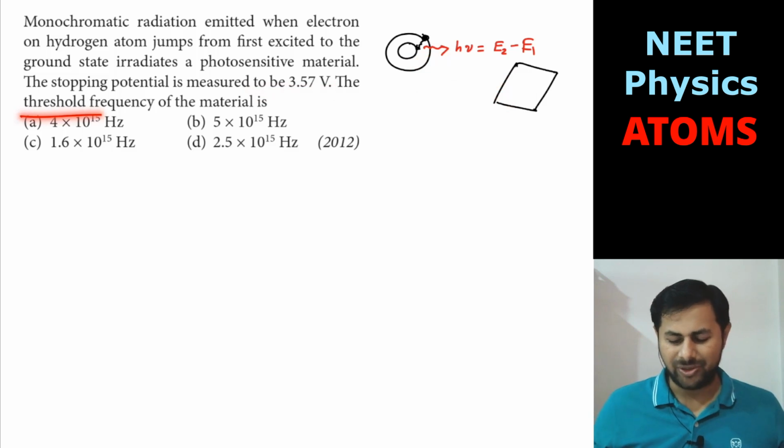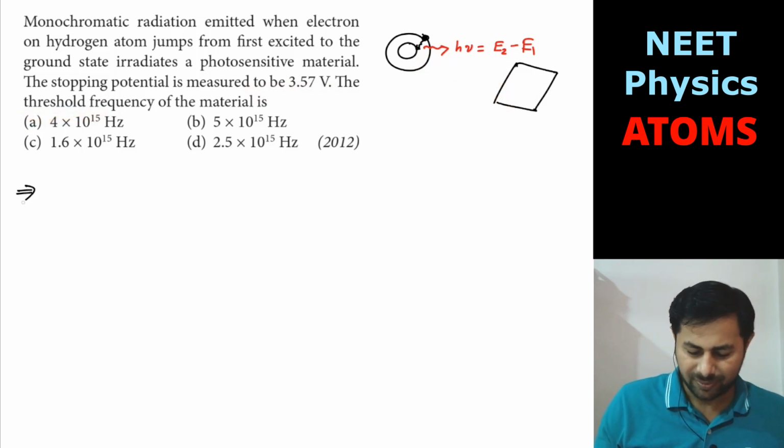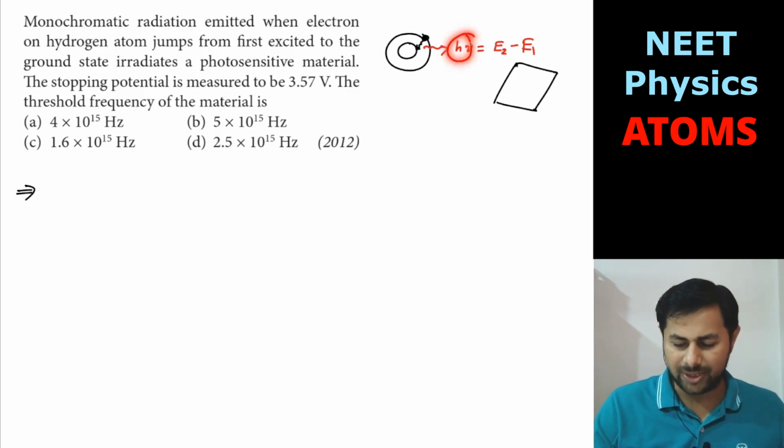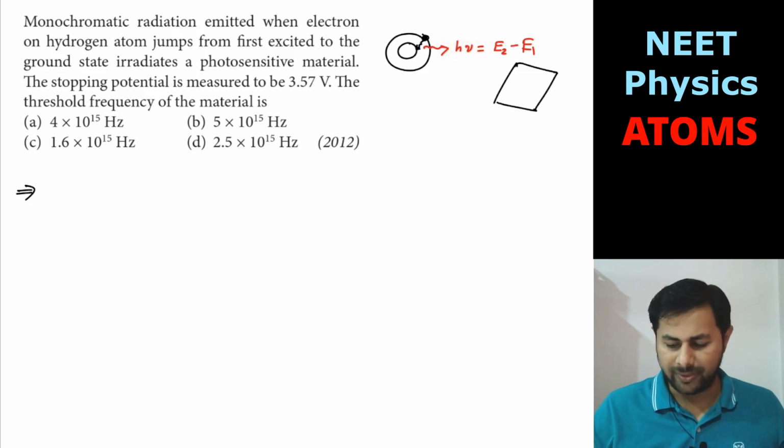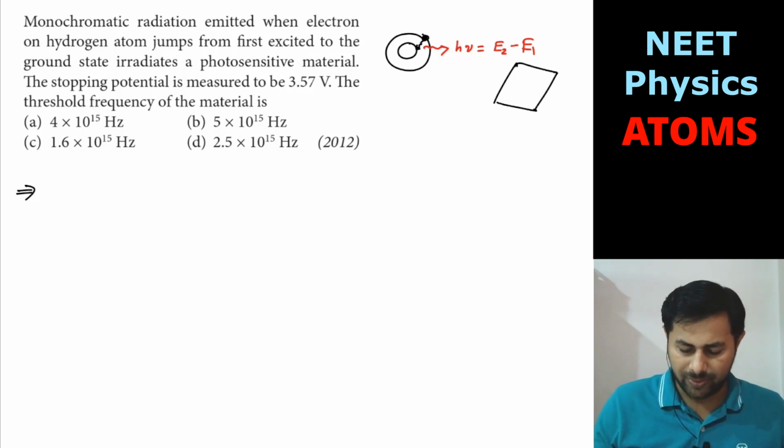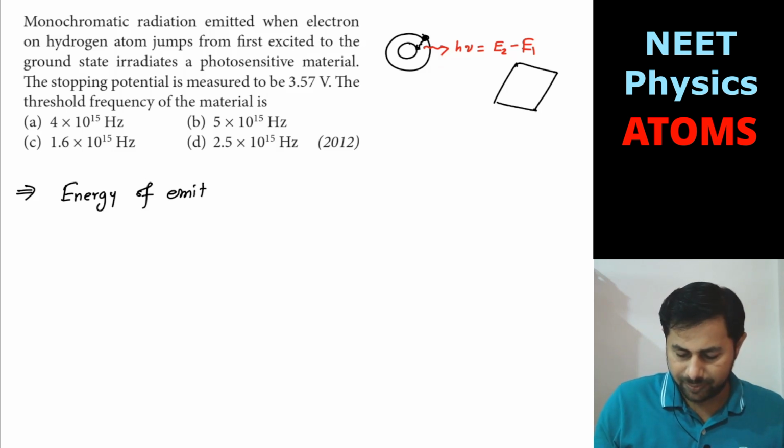The threshold frequency of the material is. So tell me what to do. First of all, find out the energy of this one. Right, find out the energy of this one. So the energy of the emitted photon would be just equal to what?